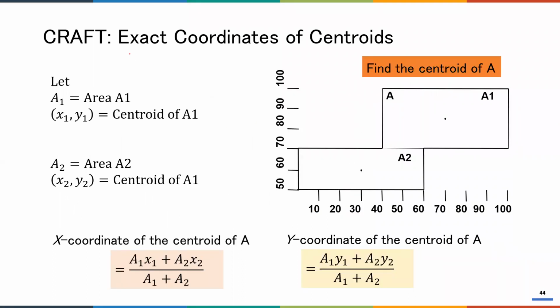So in CRAFT, because we use rectilinear distance, to find out the distance travelled we have to know the centroid. And in this case, first we need to find the centroid for A by dividing the A department into A1 and A2. And then the centroid for X, XA will be this, and the centroid for YA will be calculated like this.